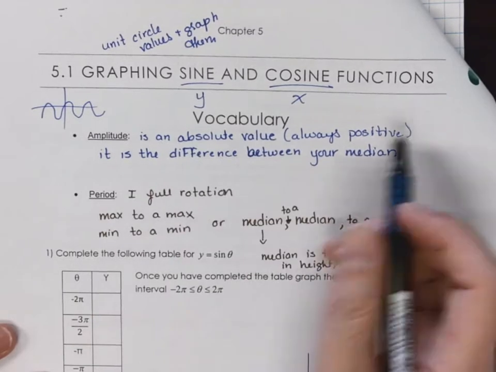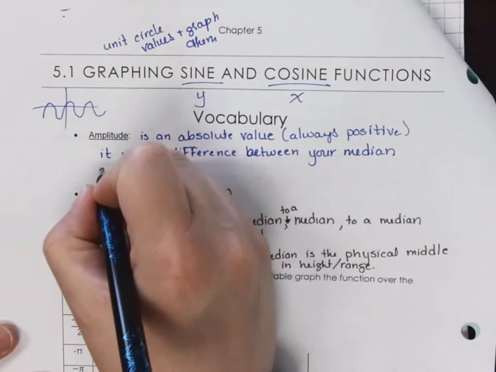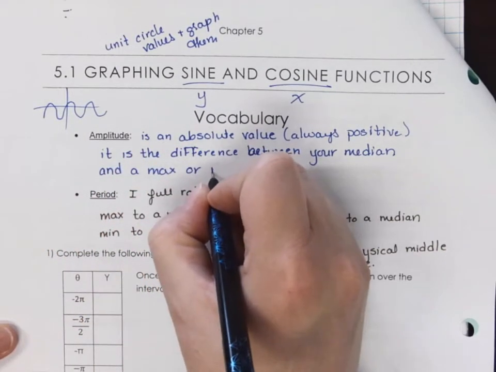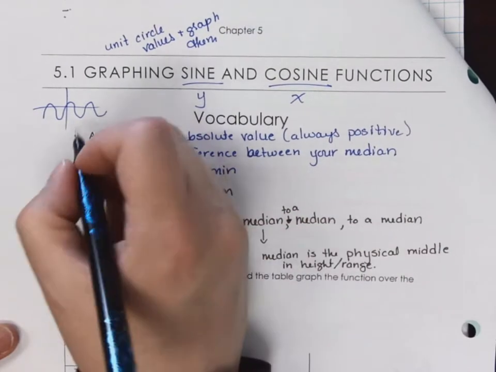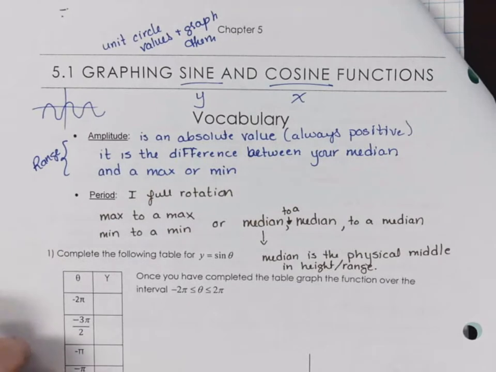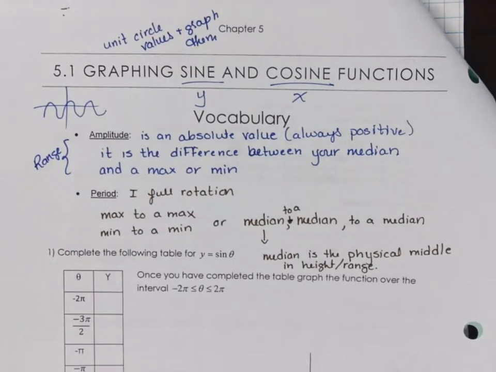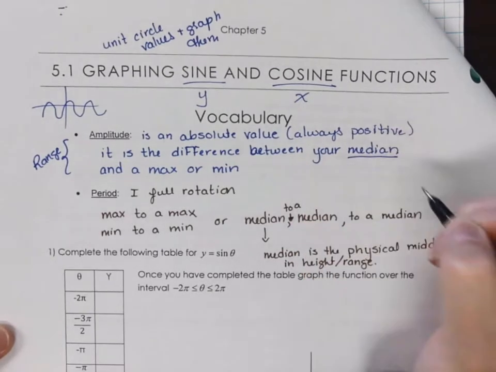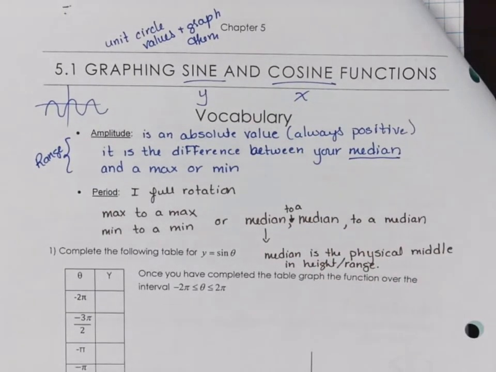So amplitude, always positive, is the difference between your median and a max or a min. And this is all dealing with your range. Okay, so those are all your y values. When I talk about amplitude, I'm referring to the range. It's the height or the depth. And when I talk about your median, it's the physical middle. It's the measurement of the middle.